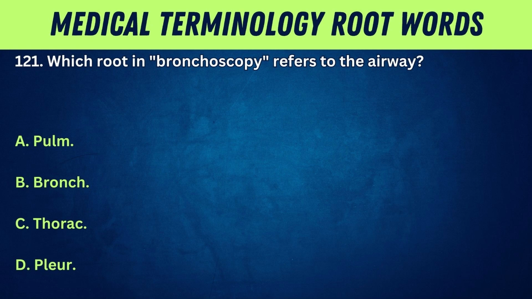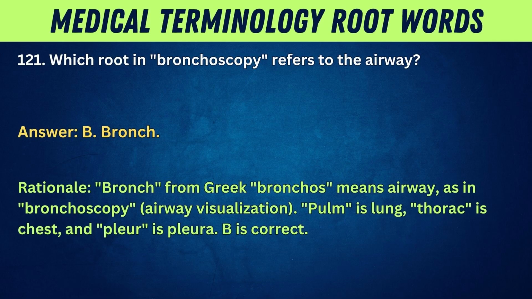121. Which root in bronchoscopy refers to the airway? A. Pulm. B. Bronch. C. Thorax. D. Pleur. Answer: B. Bronch. Rationale: bronch from Greek bronchos means airway, as in bronchoscopy. Airway visualization. Pulm is lung, thorax is chest, and pleur is pleura.